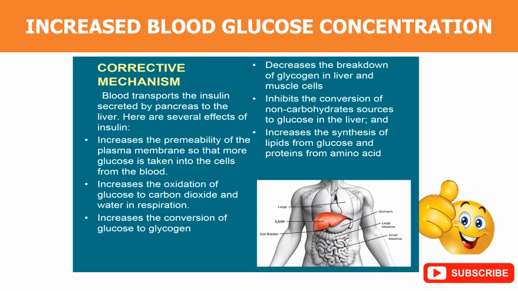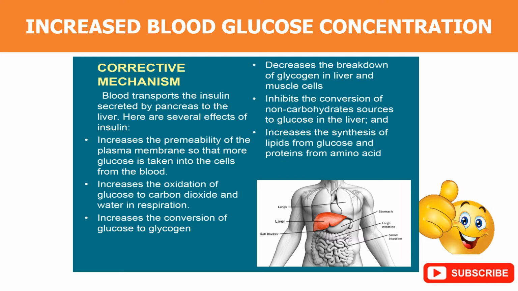Corrective mechanism. Blood transports the insulin secreted by the pancreas to the liver. Here are several effects of insulin. Increases the permeability of the plasma membrane so that more glucose is taken into the cells from the blood. Increases the oxidation of glucose to carbon dioxide and water in respiration.